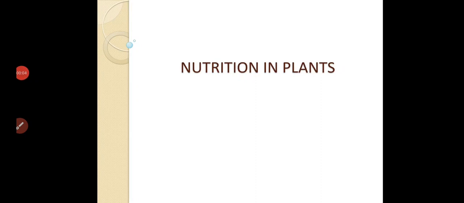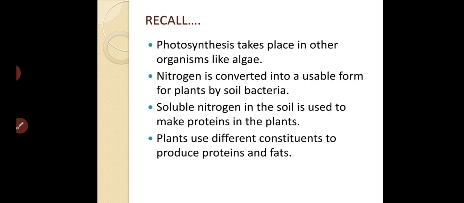Today, we are going to recall the remaining topics in chapter 1, that is nutrition in plants. So far, we have learned up to the autotroph, and today we are going to start from the heterotroph.